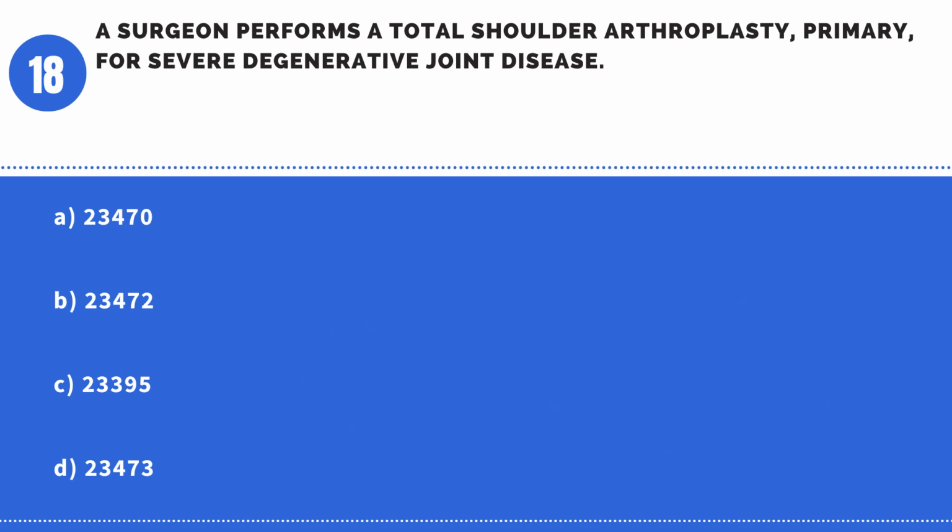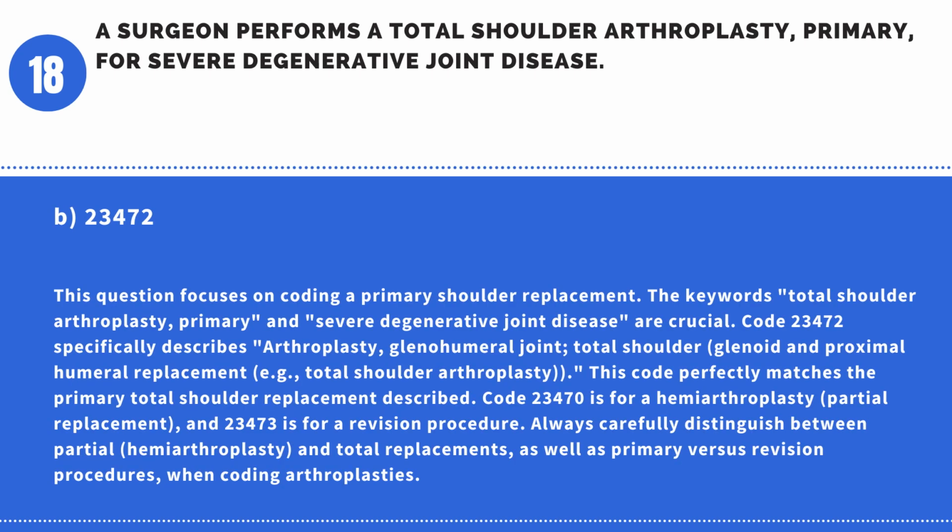Question 18. A surgeon performs a total shoulder arthroplasty, primary, for severe degenerative joint disease. A. 23,470. B. 23,472. C. 23,395. D. 23,473. Answer, B.